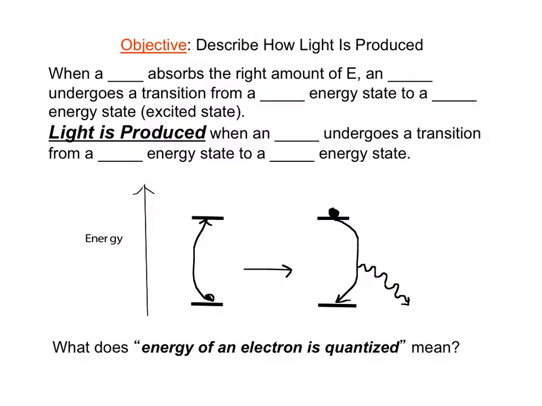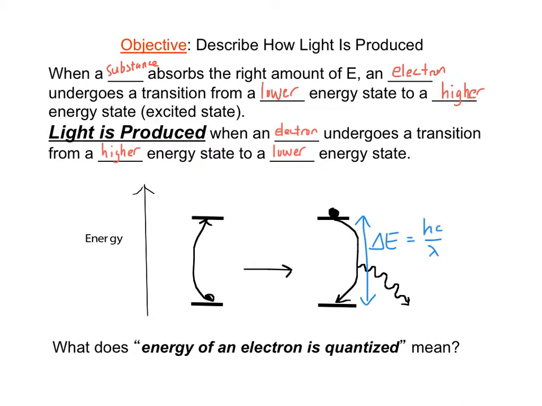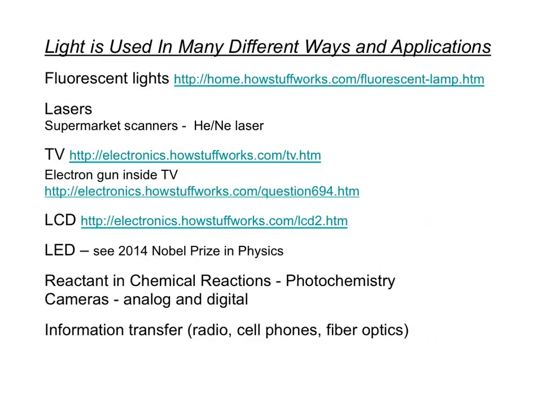Let's review how light is produced. Stop the video and fill in those blanks. And the answers are... Remember, this difference in energy corresponds to the wavelength of light emitted. You've used light in many of these different ways. Let's take a look at a few of them.